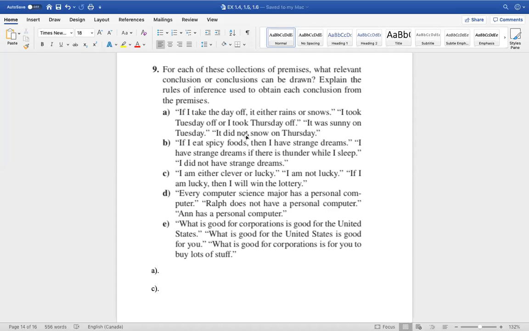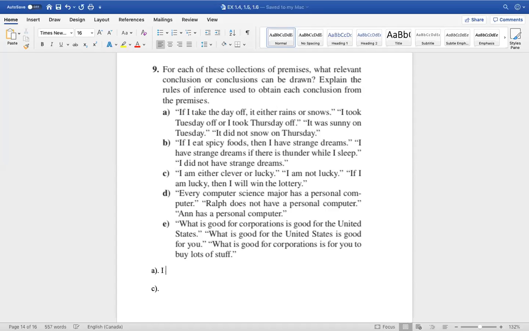Okay, all right, let's do part A. So what we have to do is we have the collection of premises, and then we need to draw some conclusions based off these hypotheses or premises. Firstly, we have if I take the day off, it either rains or snows. Then we have I took Tuesday off or I took Thursday off. It was sunny on Tuesday. I did not snow on Thursday. So there are a couple of conclusions that we can draw.